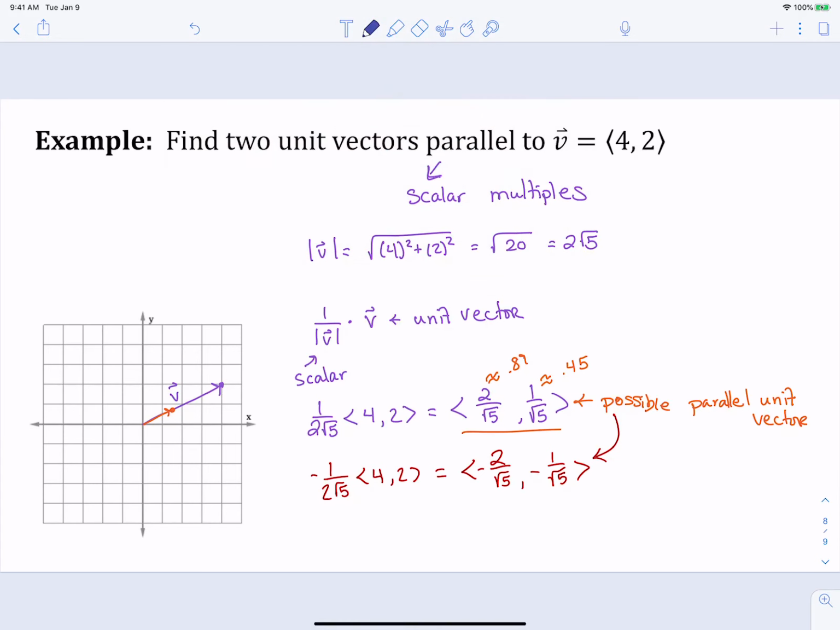If you wanted to check that really quick, if we wanted to look at what the magnitude of this vector was, we could take its components and square them. Lost my square root there. And lost my square root on that one too. We get 4 fifths plus 1 fifth. So we get the square root of 5 fifths, which is 1.